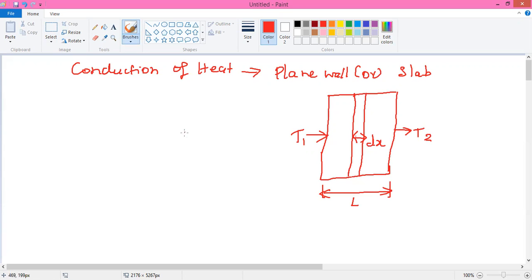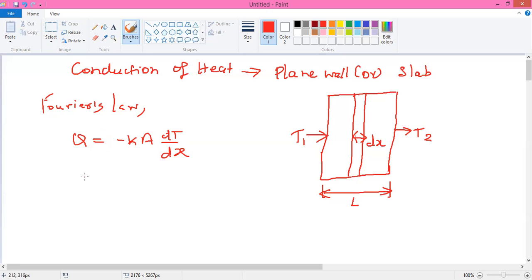We already know heat conduction is based on Fourier's law, that is Q is equal to minus KA dT by dx. K is the thermal conductivity, A is the surface area, and dT by dx is the temperature gradient, that is the temperature change with respect to distance. Integrating the above equation, we find the heat transfer rate with respect to thermal resistance.